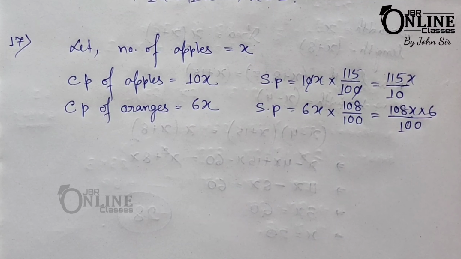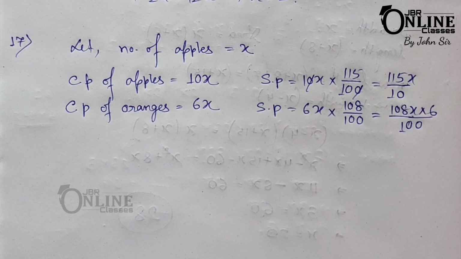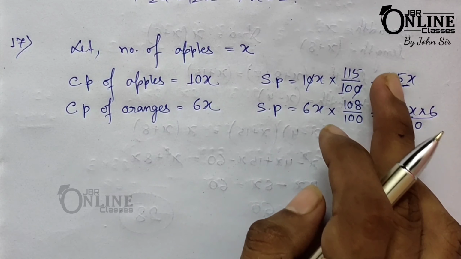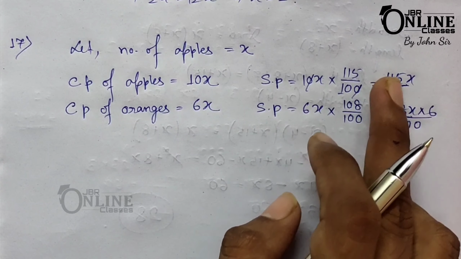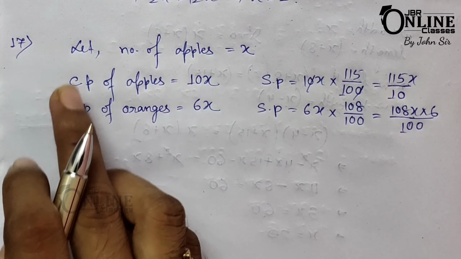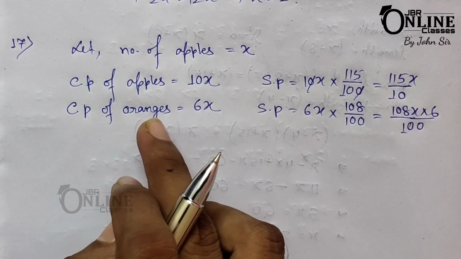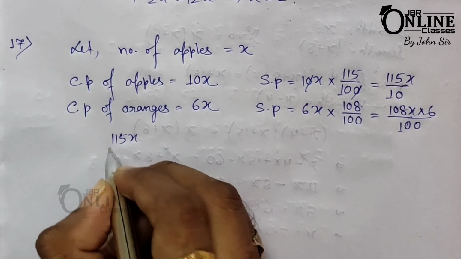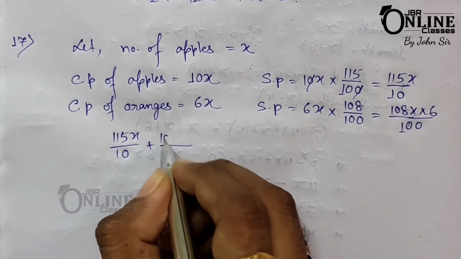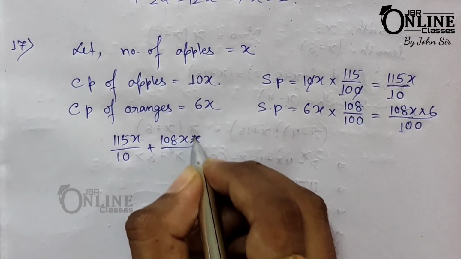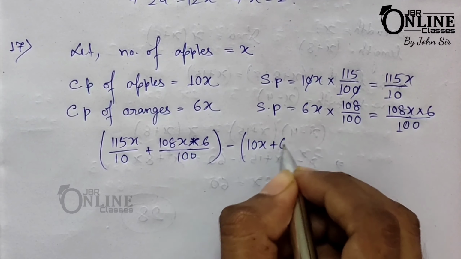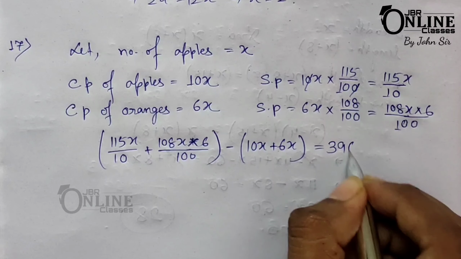Now the total profit earned by Karthik at the end of the day is 396. So for total profit, you have to first add these two SPs, that means you have to first find out the total SP, then find out the total cost price, then subtract it, and you will get the total profit. So here 115x by 10 plus 108x into 6 by 100 minus 10x plus 6x, and that equals 396.